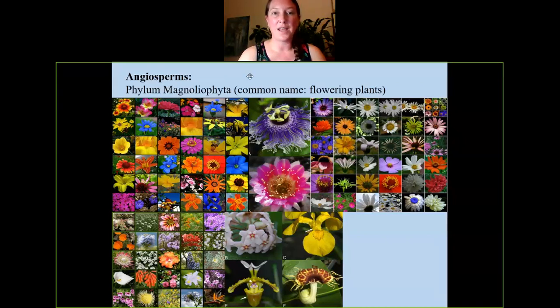So now we're going to look at some angiosperms that you can find around campus. And remember, right? Gymnosperms, gymnos, right?